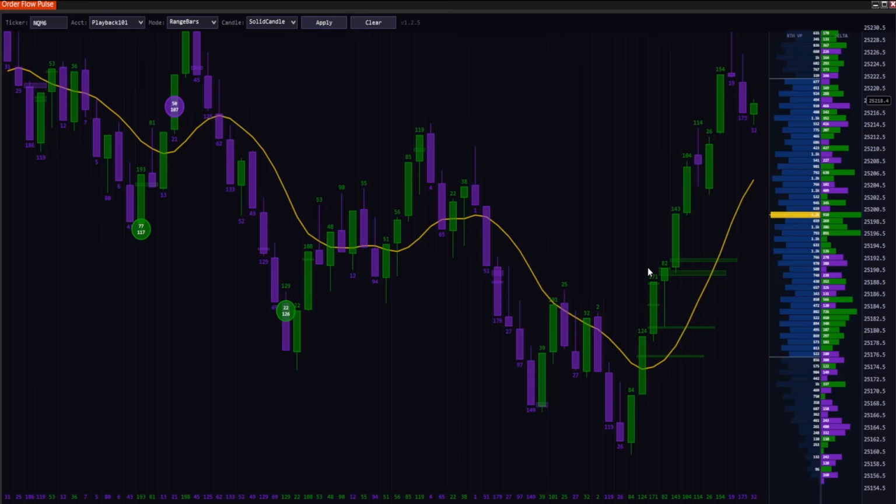Now that is a stacked and balanced area. And as you can see here, I like to have them above 100. That was 100. That was 124 with stacked and balanced.